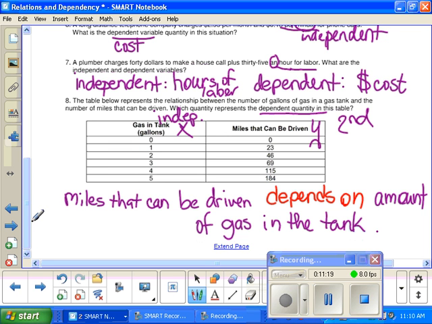The miles that can be driven depends on the amount of gas that's in the tank.